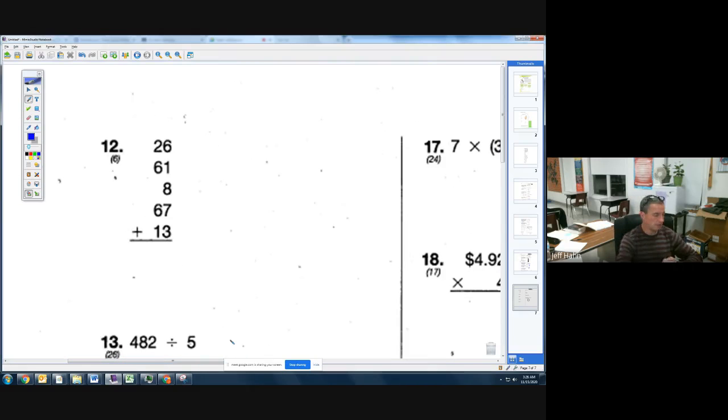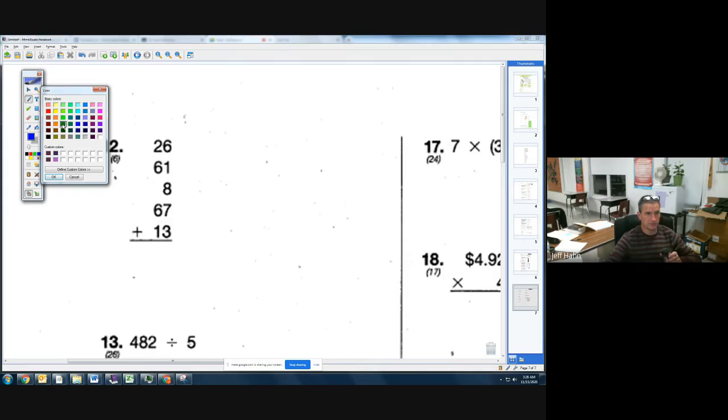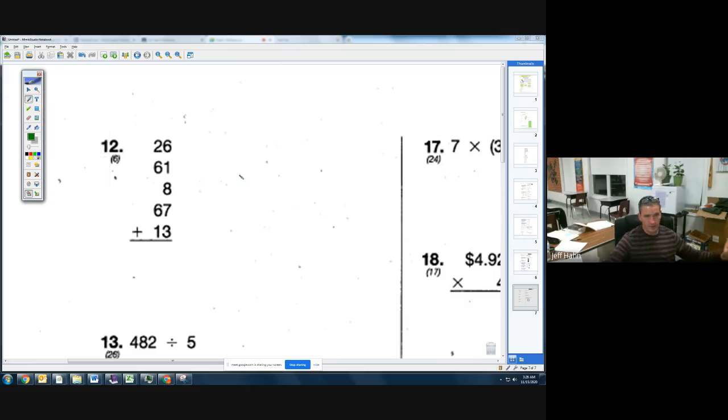Getting close to the nitty-gritty here. Problem number 12. Let's change to some fantastic color. How about a nice shade of, let's go green. It shows up kind of nice. I have 26, 61, 8, 7, and 3. I will rewrite it for you. 26, 61, 8, 67, and 13.